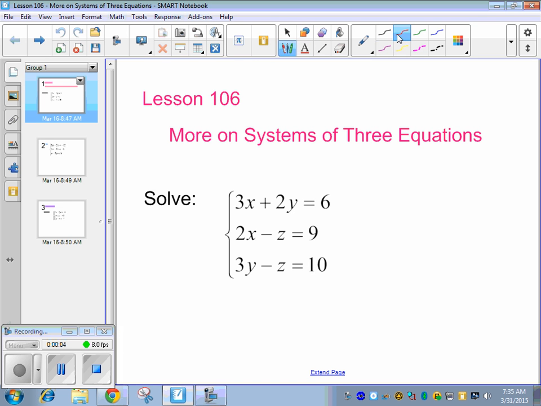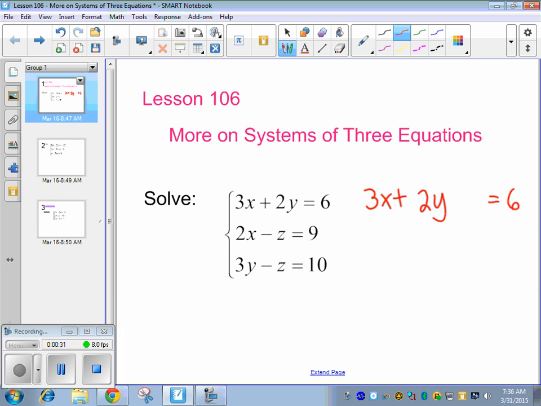Okay, so when you write this down, basically each equation is missing a variable. So the first one is missing what variable? Z, and the next one is missing y, and the last one is missing x. So when you write this down, leave a space for whichever variable is missing. So I'm missing the z variable, so I'm going to leave a space and then put the 6.